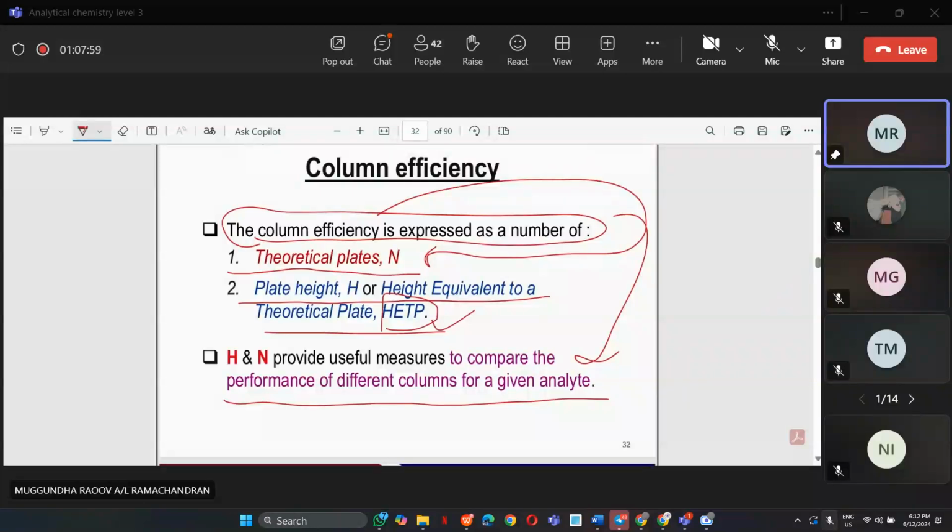It depends. Why should the theoretical plate number be higher and the HETP be lower? I'm going to explain that. So far, so good, class?